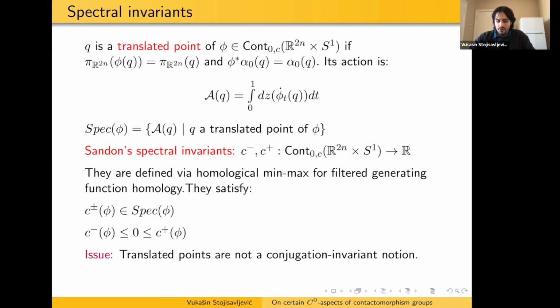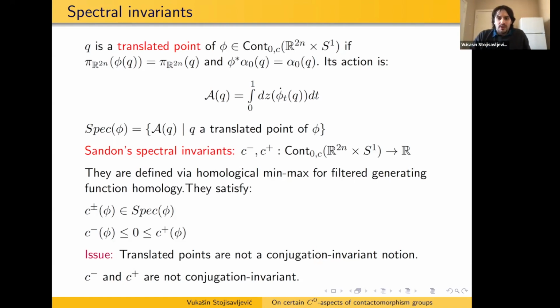But there is an issue in the whole story. The issue is that translated points are actually not a conjugation invariant notion. When we do Floer theory, we say we have a fixed point, and then if I conjugate by some psi, then psi of Q is again a fixed point of the conjugate. But this is not the case for translated points. So somehow one needs to overcome this. And this C minus and C plus are also not conjugation invariant.